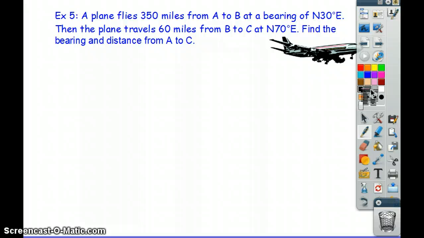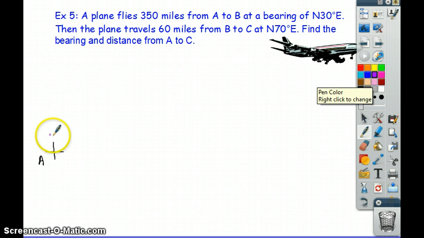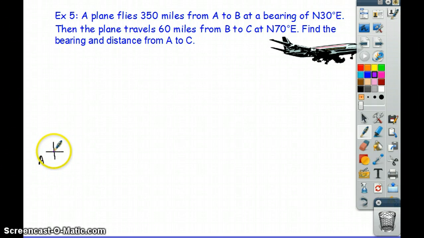So let's draw this. When I have compass bearing problems, I make a little x and y axis at my starting point. So this is point A, where we're starting. It says we're flying 350 miles at 30 degrees east of north. So from the north line, I'm going to go 30 degrees east of that. That's supposed to look straight. That's 30 degrees for 350 miles. That takes me to point B.